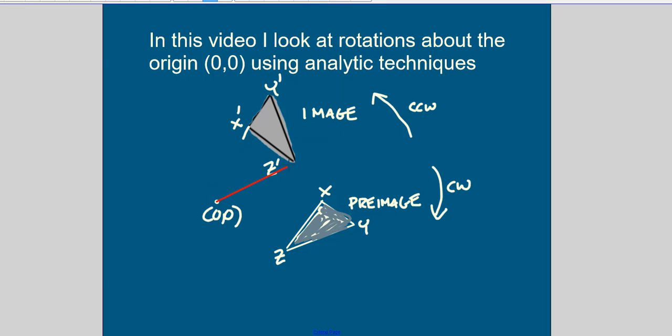From the origin, Z to Z prime, if we go counterclockwise that way, that's going to be so many degrees. We're actually doing 90-degree rotations here. This is not a 90-degree angle here. We're actually going to be moving everything 90 degrees or some multiple of 90, like 90, 180, 270 in this particular video.